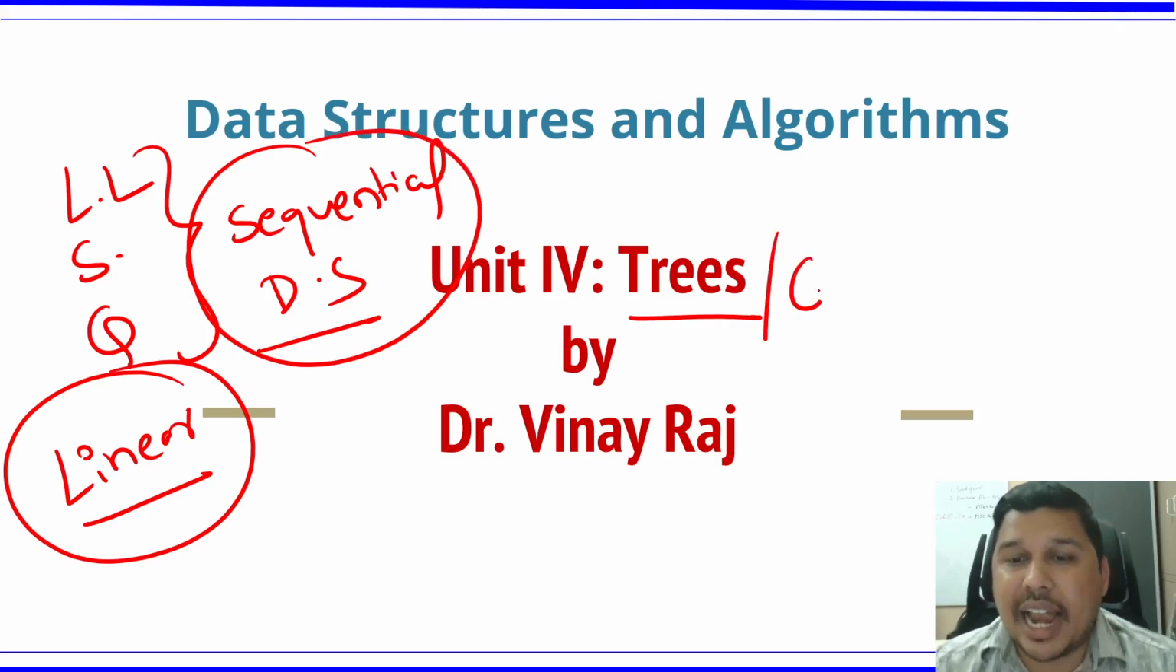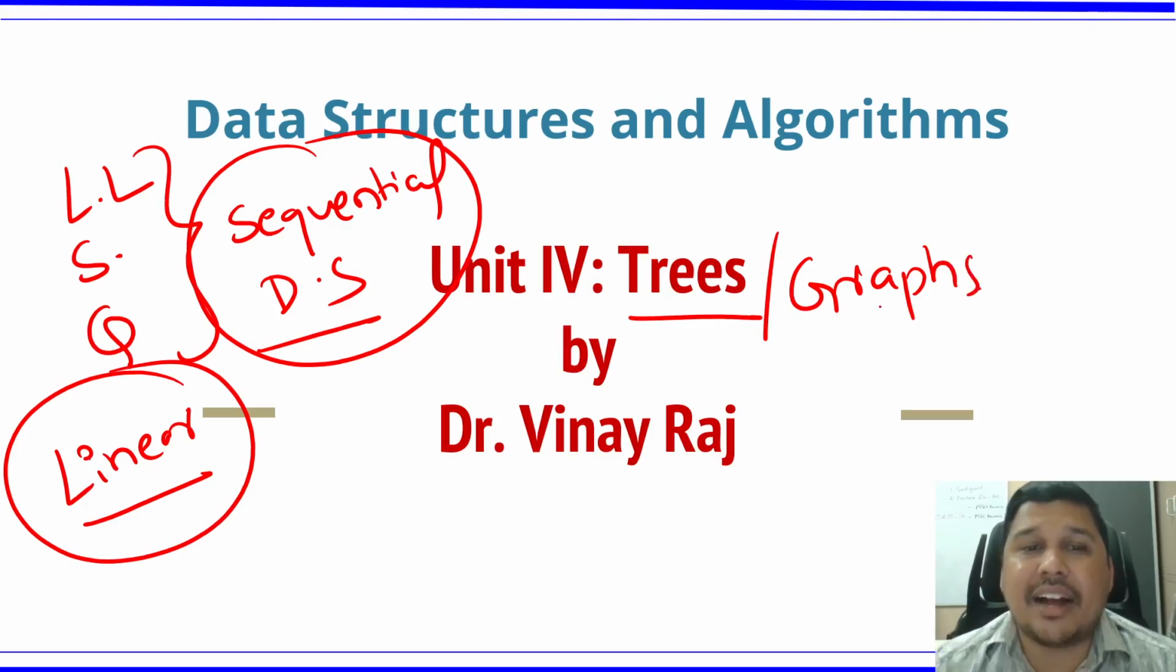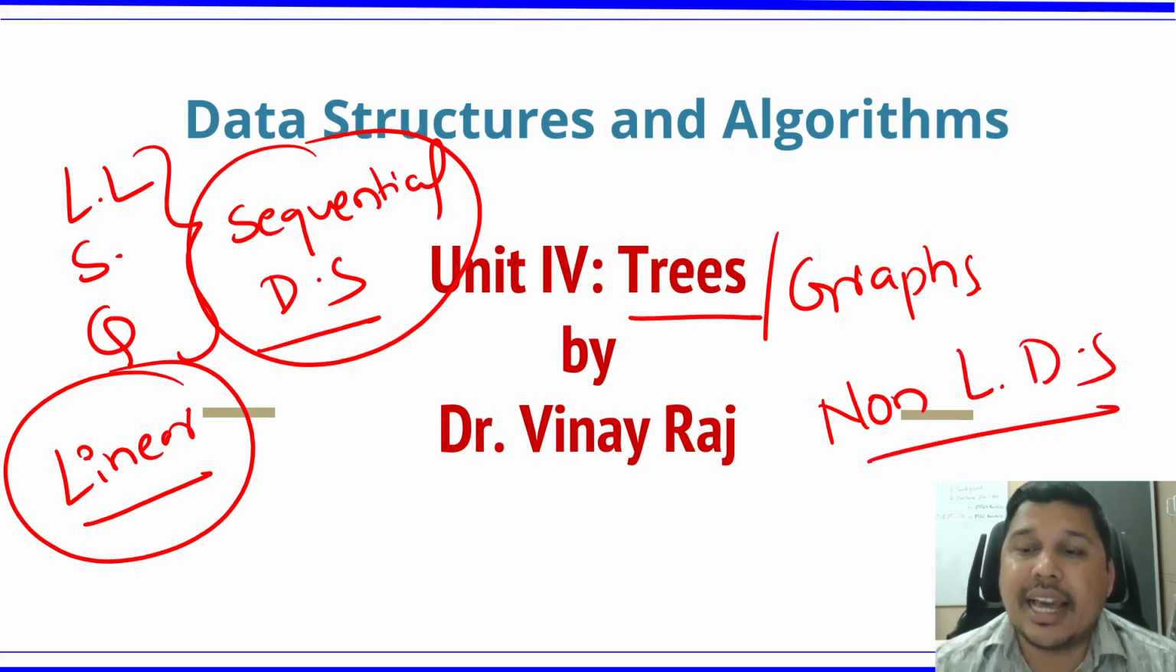Coming to trees, and the next one we have, graphs. Trees and graphs are your non-linear data structures, meaning we don't follow any pattern here. For inserting an element or deleting an element, we don't have any order. I can do it in any way. Let me give one more example to understand why they are called non-linear.